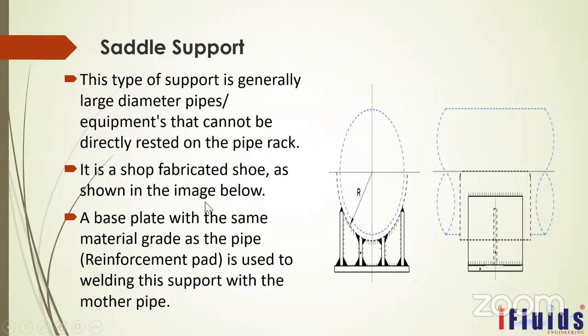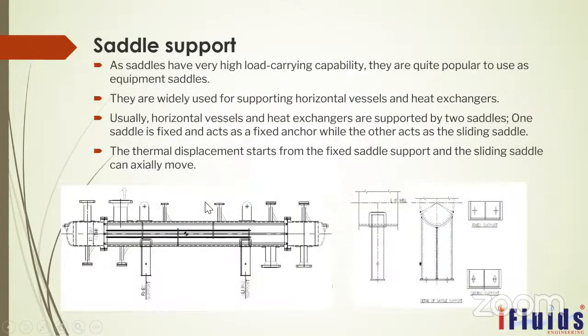Mostly it will be used in large diameter pipes, as well as any smaller equipment. Here it is. This is a saddle support. Here you can see the exchanger. This exchanger may be a diameter of 12 inch or 14 inch. Those kinds of smaller equipment or any horizontal vessels will be supported by this type of saddle support.